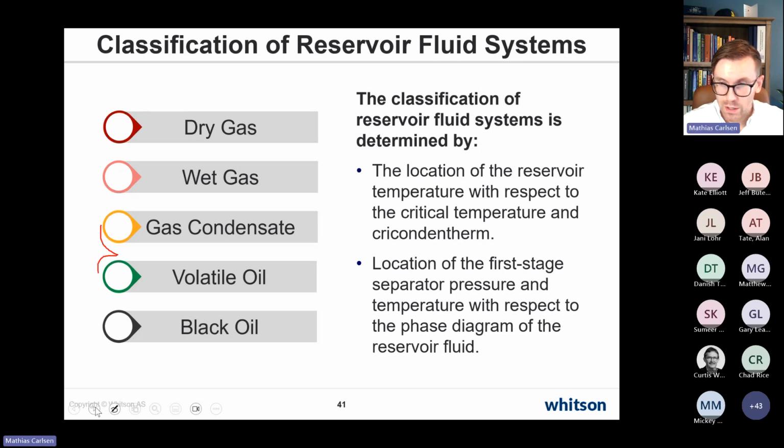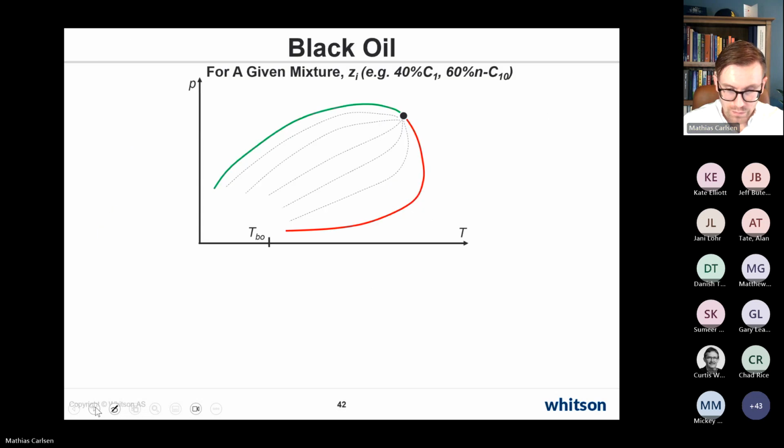The first thing we're going to do is to look at the black oil. And again, there were two things that mattered. Where is the reservoir related to this point right here? That's the critical point. And then there was another thing that's called the cricondentherm. The cricondentherm is just the maximum temperature on this phase envelope right here. So it's basically this line right here, and this point right here. And that's it.